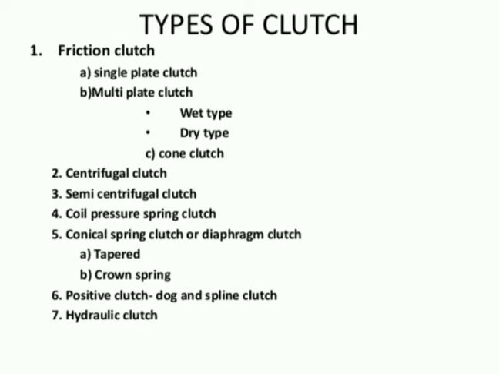Then let's see about the types of clutch. The first one is friction clutch. The friction clutches are single plate clutch, then multi-plate clutch. Then in multi-plate clutch there are two types. First one is wet type and second one is dry type. Then there is a type of cone clutch. Then next type is centrifugal clutch, then semi-centrifugal clutch, coil spring clutch, then conical spring clutch or diaphragm clutch, then tapered crown spring, then positive clutch, dog and spline clutch, then hydraulic clutch.